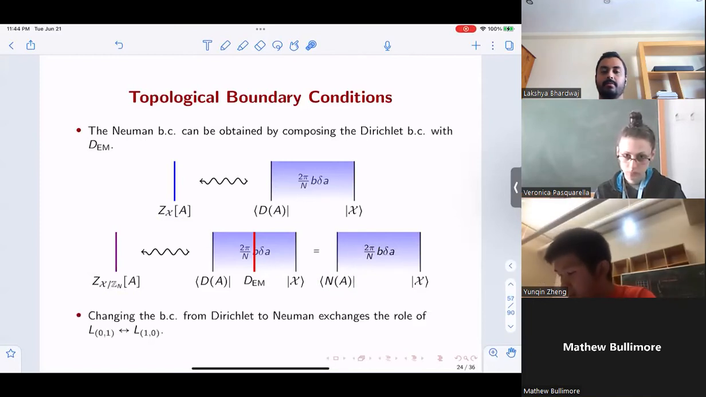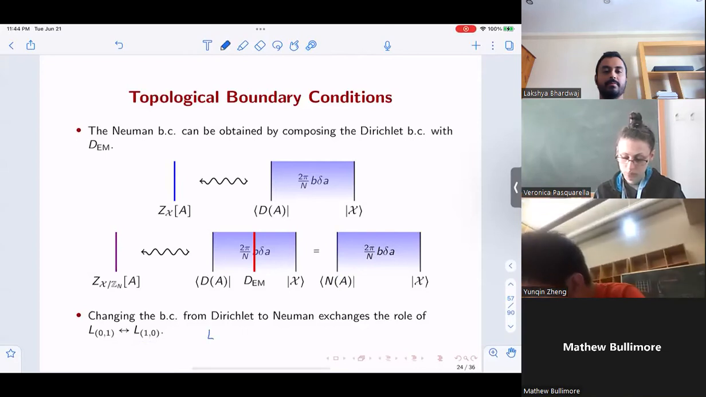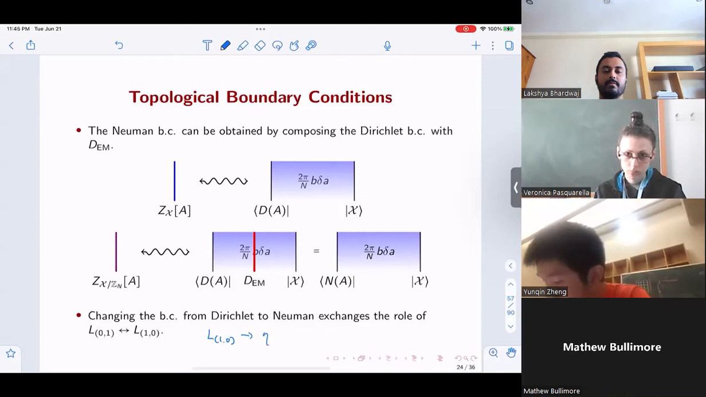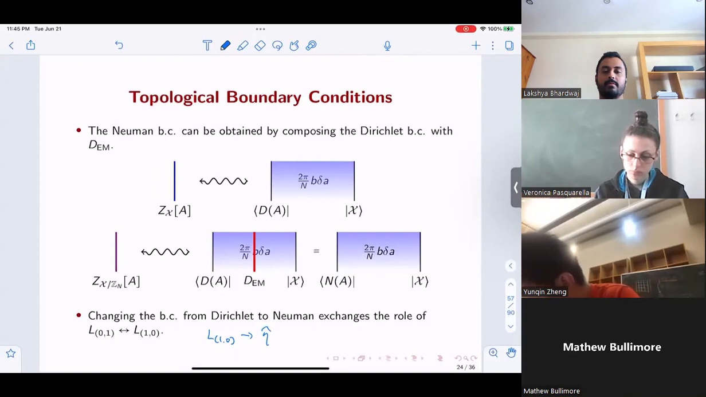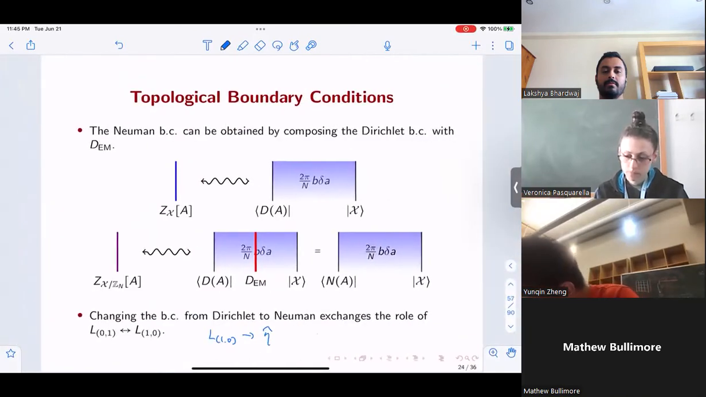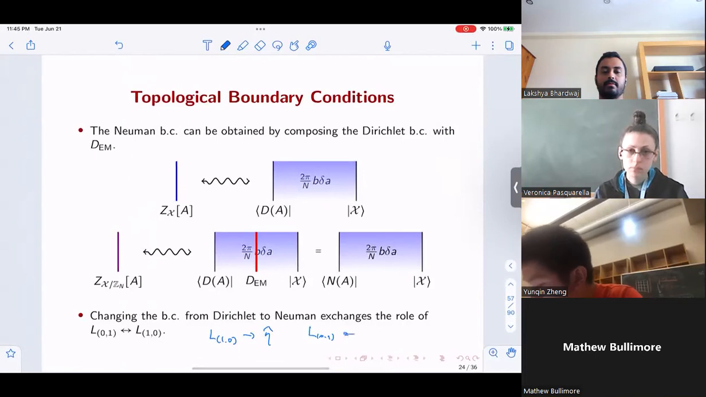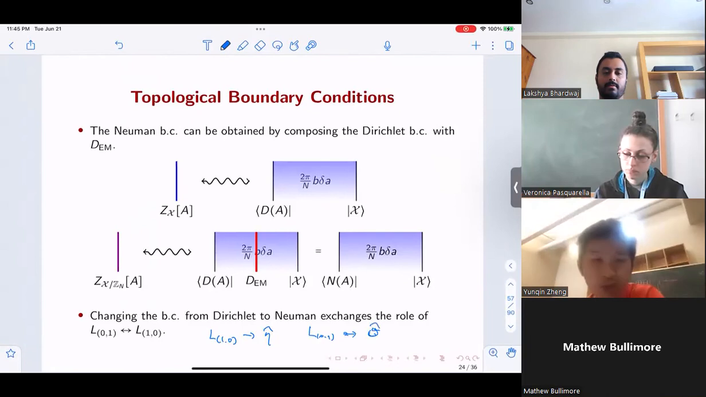With the non-invariant boundary condition, the roles of these line operators are exchanged. Now this (1, 0) line becomes the symmetry operator of the quantum symmetry, and the (0, 1) line becomes the order parameter for this quantum symmetry generated by eta hat.